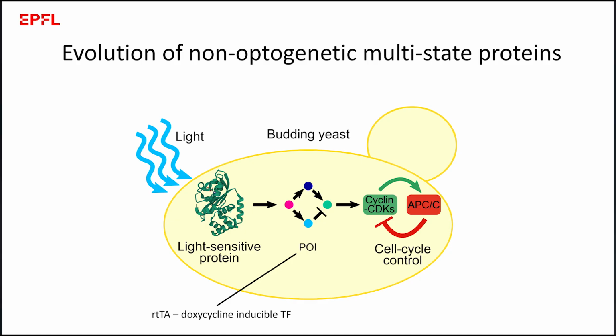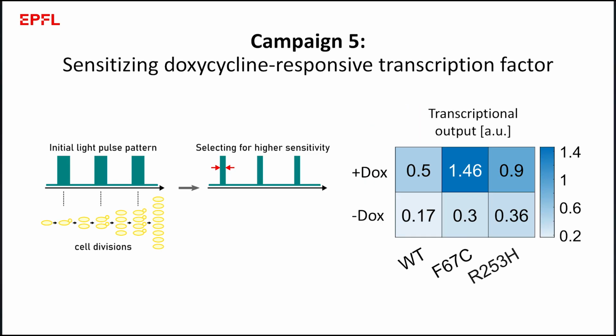And as a proof of concept, we have used rtTA, which is a part of the well-known Tet-On system, meaning a doxycycline or tetracycline-inducible transcription factor. So we have selected here for higher sensitivity of this whole cascade by growing cells under very short pulses of blue light. And after sequencing rtTA, we have discovered two different mutations, which indeed increase its sensitivity to doxycycline without compromising the off state, meaning the activity in the absence of doxycycline.